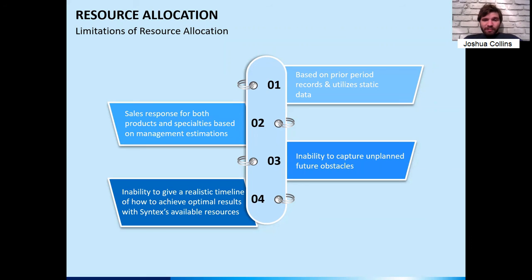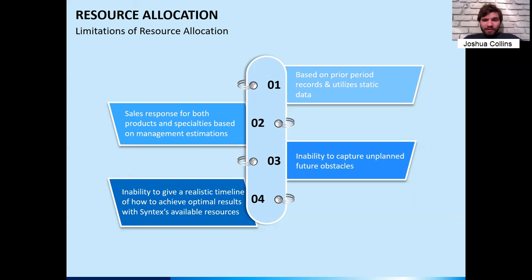The next limitation is the model's inability to capture unplanned future obstacles. The model cannot predict events that would majorly impact the pharmaceutical industry, such as drug recalls or the invention of revolutionary substitute products. These events could affect Syntex's overall enterprise architecture, which would result in the need for new marketing strategies. Finally, the model does not generate a timeline on how to implement the optimal results with Syntex's available resources.